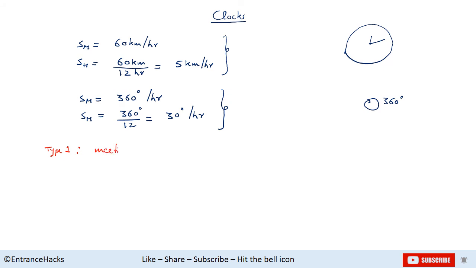Meeting of hands between two numbers. So basically it is nothing but two racers running in a circle. Let's say it is 1 o'clock and we have to find when will the hands meet between 1 and 2 o'clock. So between 1 and 2 o'clock we have to find, and the current time is 1 o'clock.